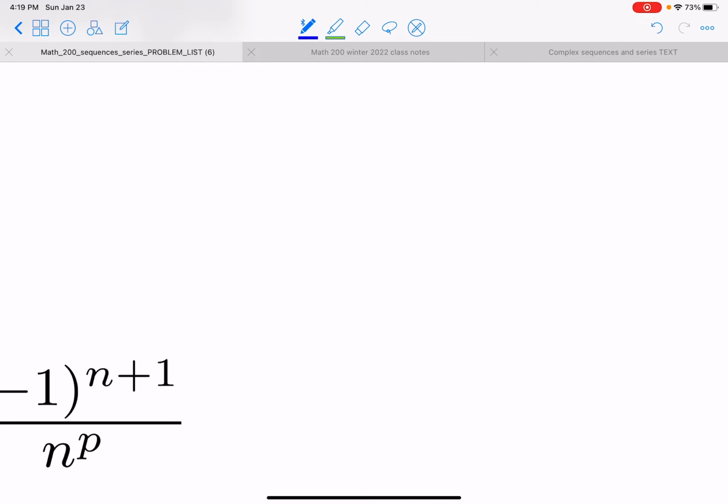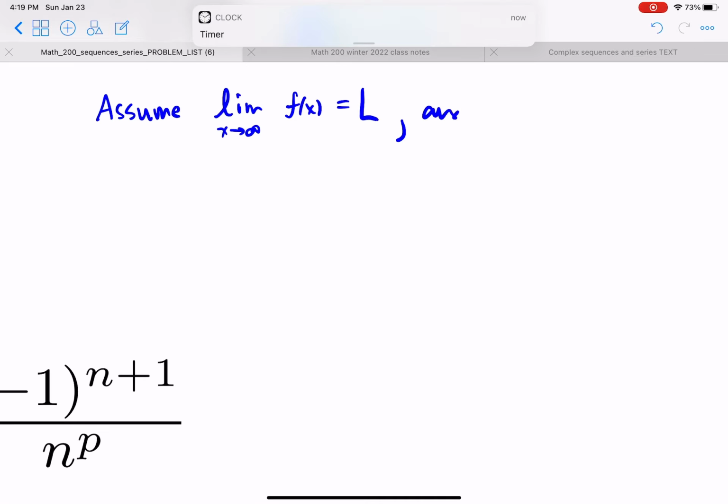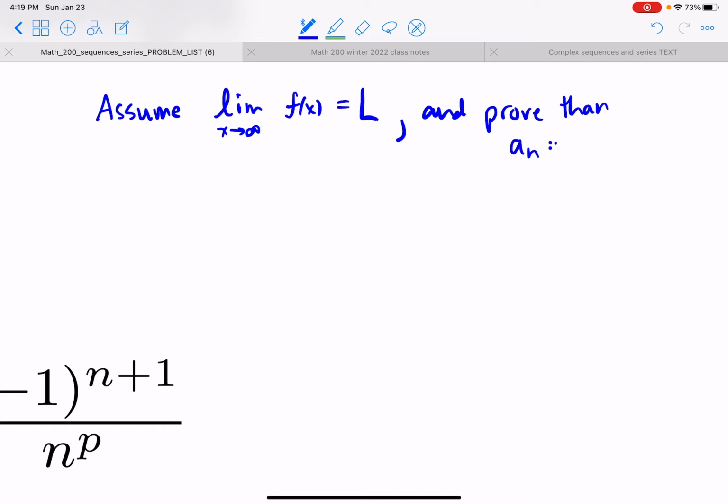Okay, so let me think. I think it's saying for me to assume that this is true, and prove that if I define a sequence as just f, just plug the integer into f, then that sequence converges to L. Okay, so how do I prove this? How do I prove that?